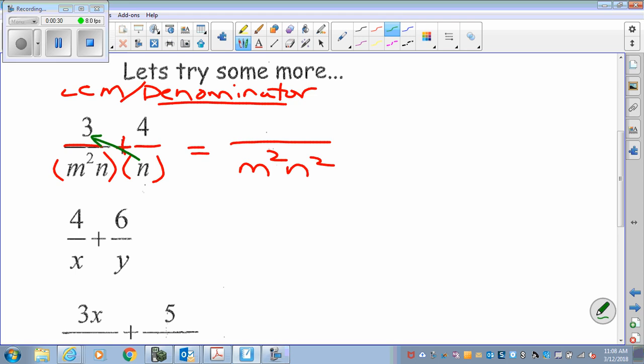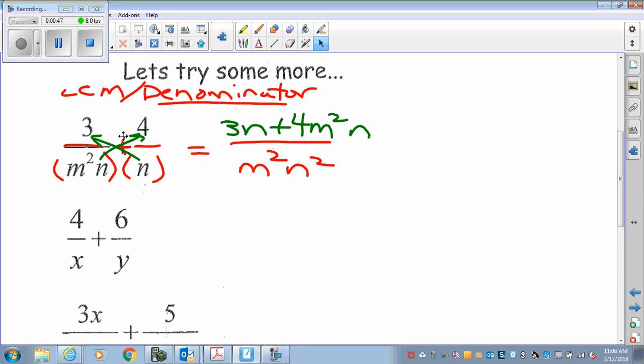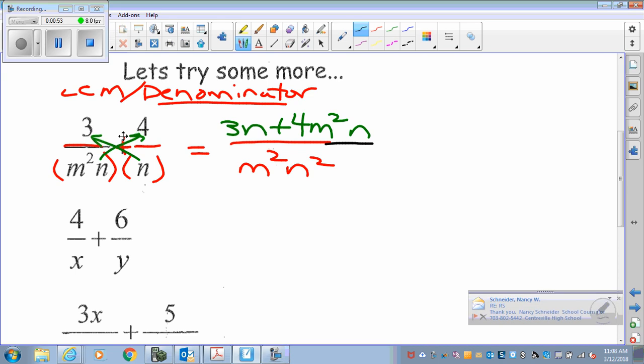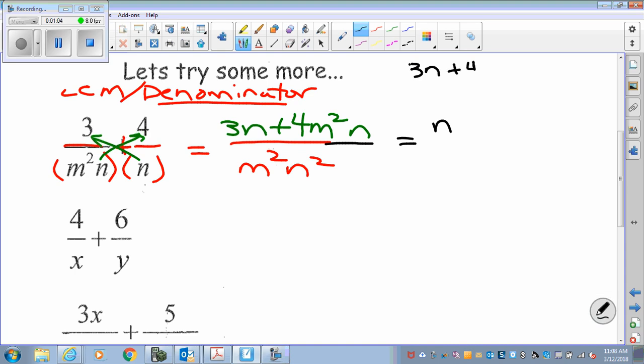And then I'm going to multiply this guy, so I've got 3 times n, and then I'll multiply that guy, so I've got 4, and it's plus 4m squared n. Now I can factor out a common factor. Both of these have an n. If I divide this by n, 3n plus 4m squared n all over n, that's the common factor.